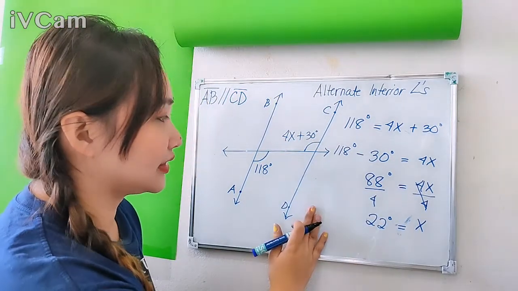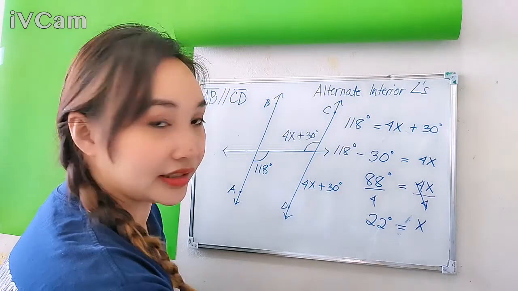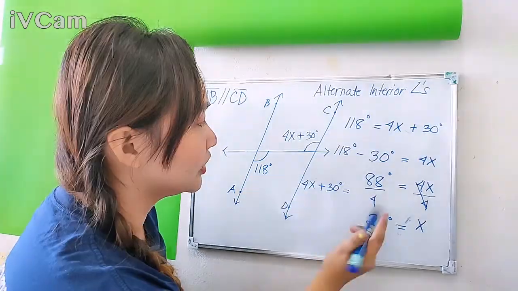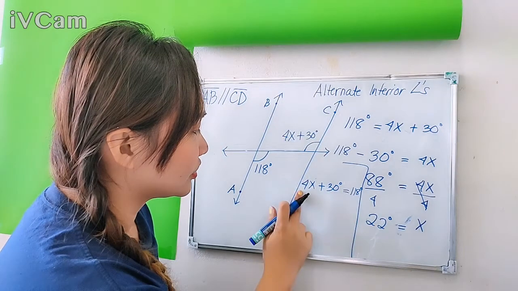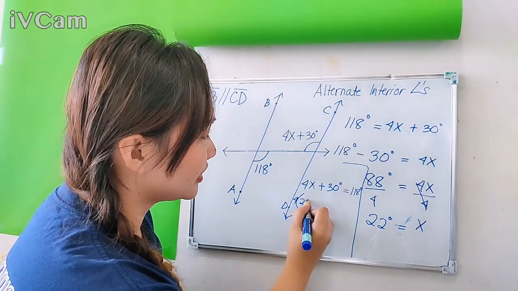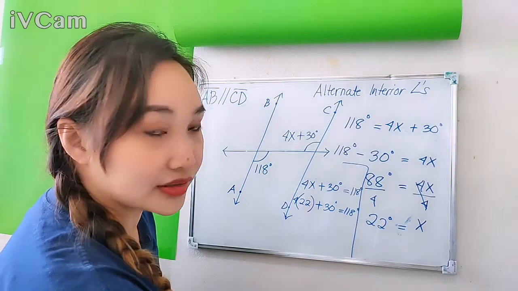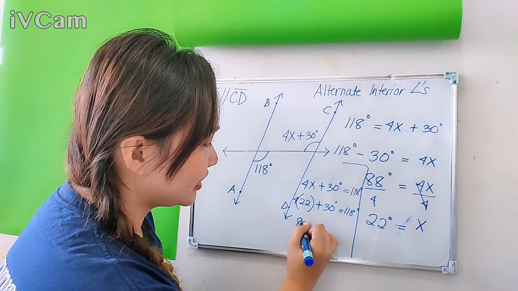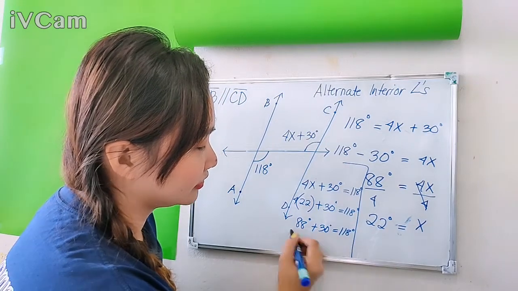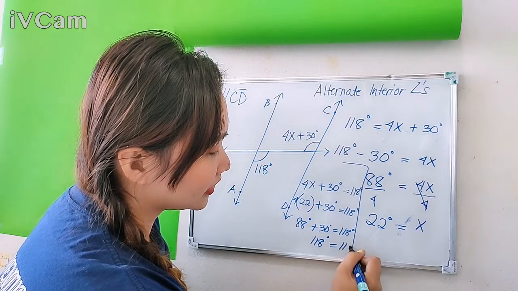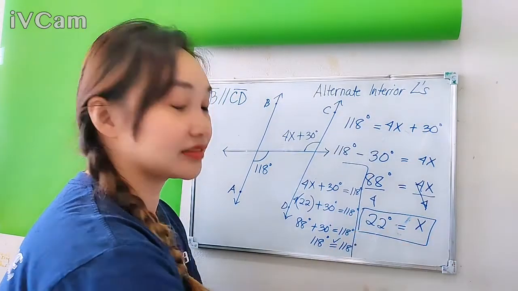Now let's check. We have 4x plus 30 degrees. Let's check if this is equal to 118 degrees. So 4 times 22 is 88 degrees, plus 30 degrees, that is 118 degrees. So 118 degrees is equal to 118 degrees. So correct. Meaning to say our value of x is correct.